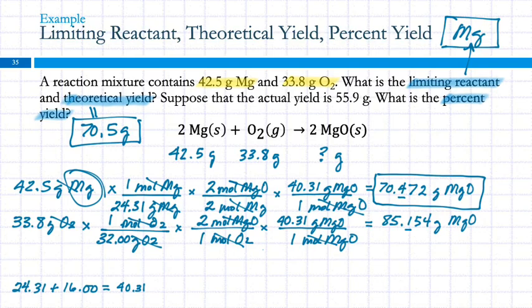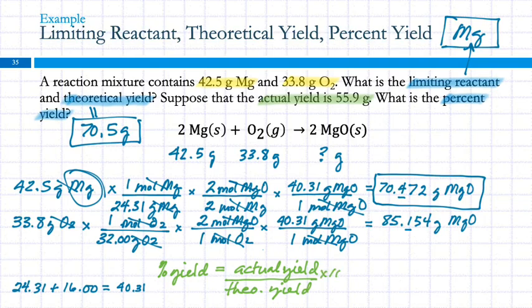Now, what about this actual yield business? Did we need that to calculate the theoretical yield? Yeah, we need that for the percent yield. So actual yield is 55.9. And it says, what's the percent yield? Well, we had an equation for that. The percent yield is equal to the actual yield divided by the theoretical yield. I like to call him Theo, times 100.